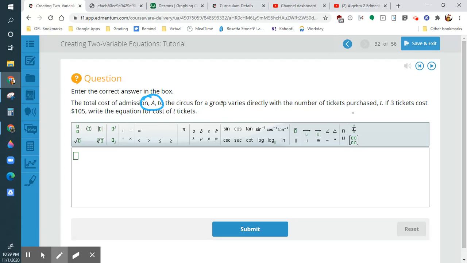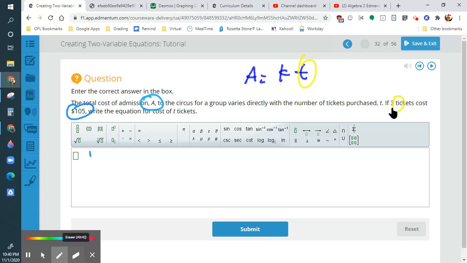Admission varies directly with the tickets, T. So we're trying to find this equation, let me make it really dark: A equals KT. And our T, our tickets, is 3, and the admission costs... and this makes sense. This is a great example of direct variation. Obviously, the admission is going to go up. The K in this case is the cost of the tickets.